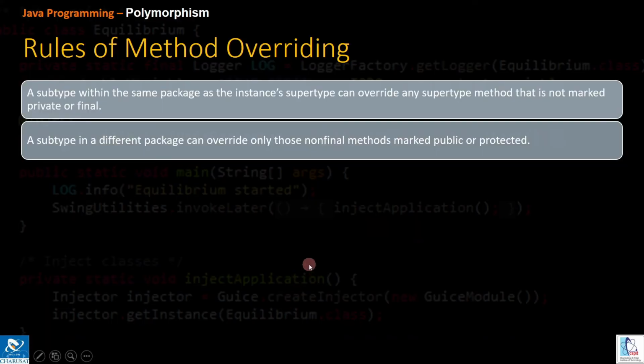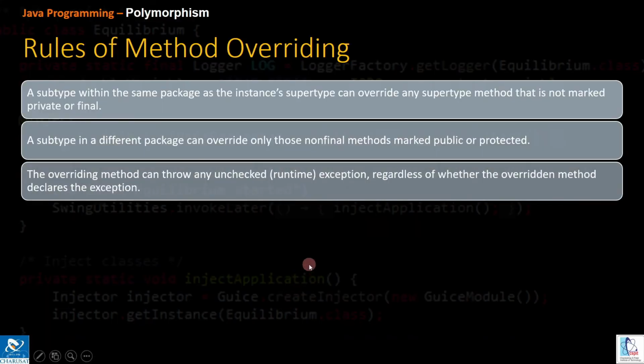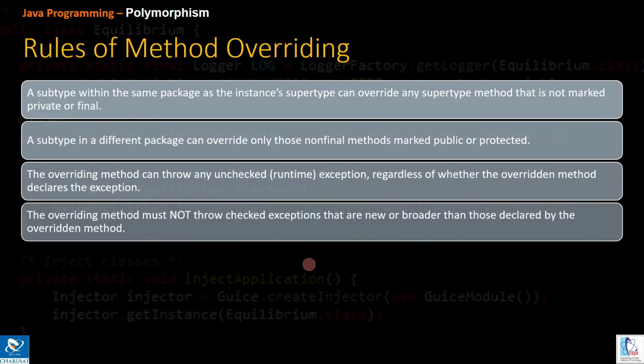or the child class. The overriding method can throw any checked exception regardless of whether the overridden method declares the exception. This we will see later on. The overriding method must not throw checked exceptions that are new or broader than those declared by the overridden method. This also we are going to discuss when we see exceptions.